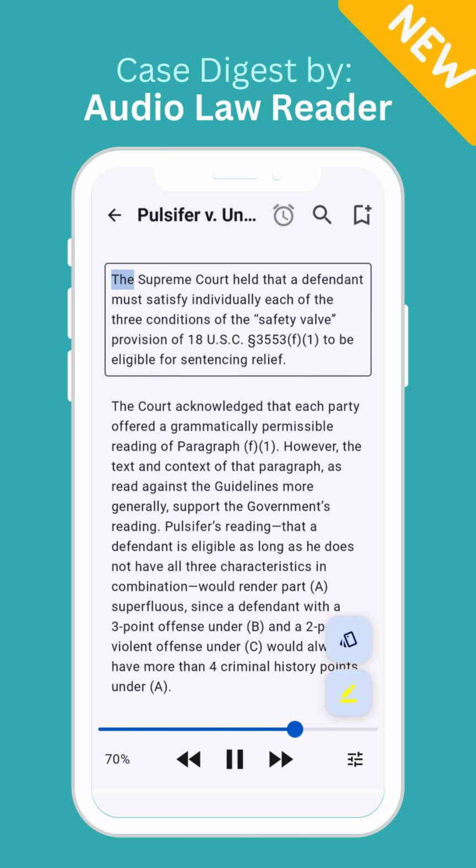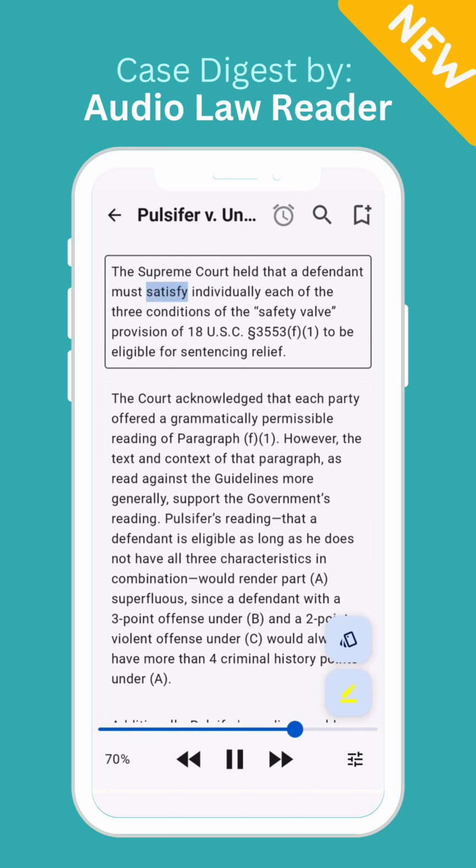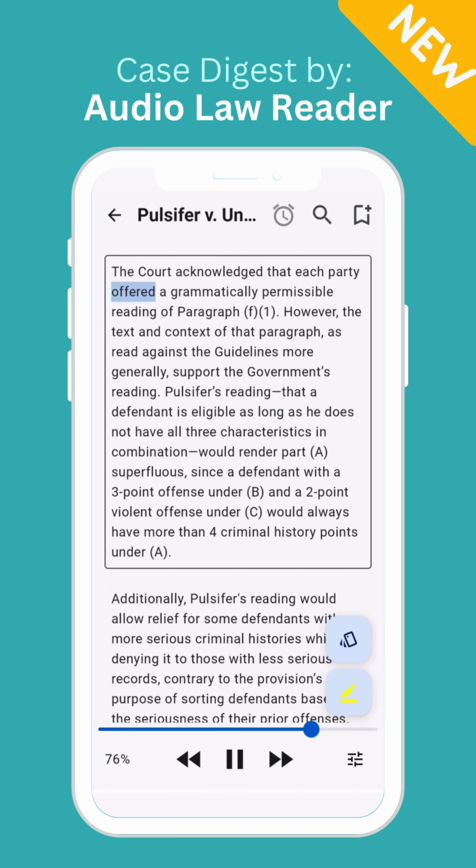Ruling of the case. The Supreme Court held that a defendant must satisfy individually each of the 3 conditions of the safety valve provision of Title 18 of the United States Code, Section 3553, subsection F, paragraph 1 to be eligible for sentencing relief. The court acknowledged that each party offered a grammatically permissible reading of paragraph F. However, the text and context of that paragraph, as read against the guidelines more generally, support the government's reading.